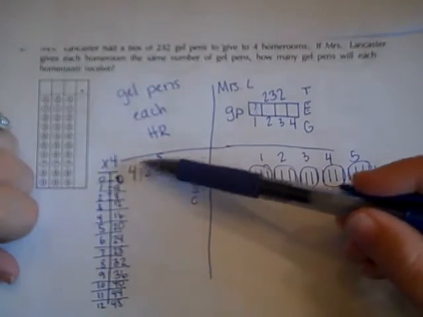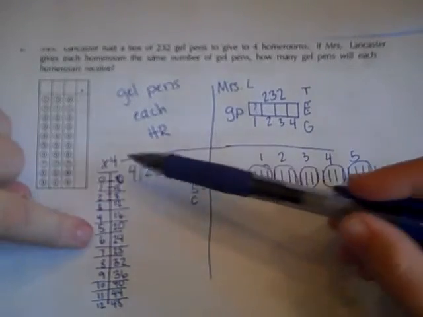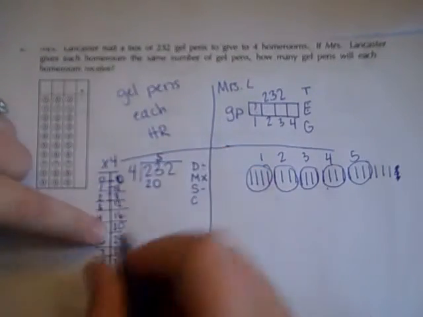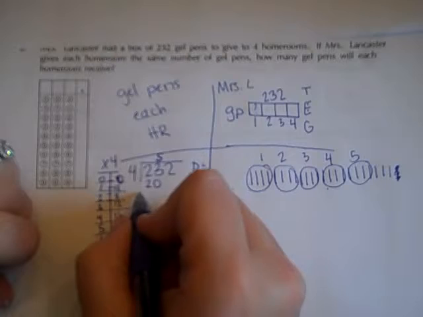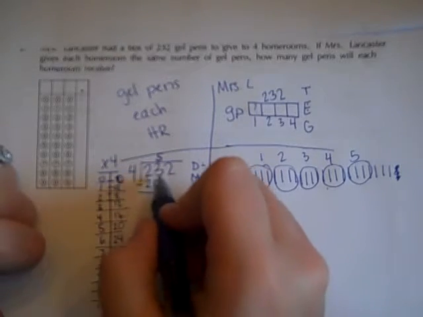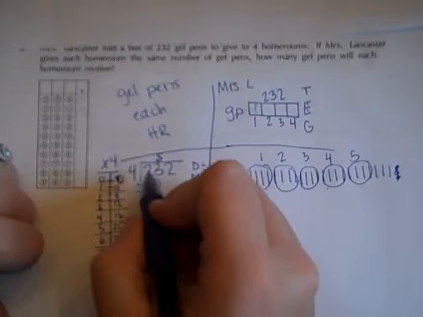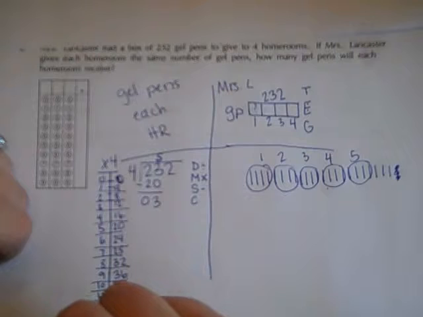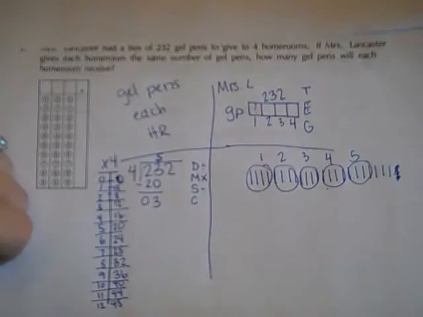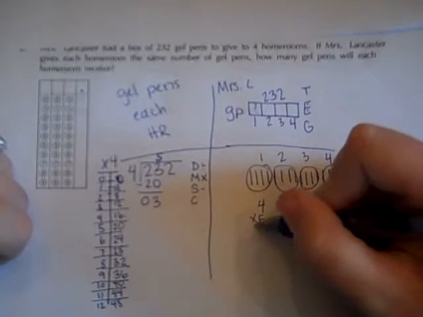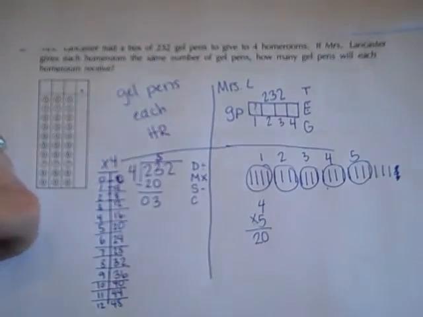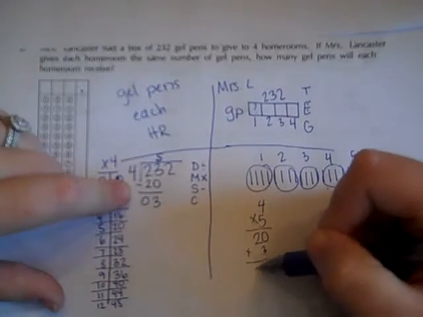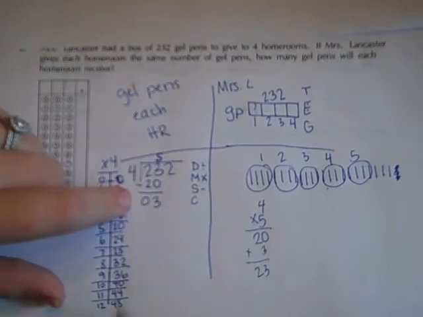So I multiply 4 times 5. Well, 4 times 5 equals 20. So I'm going to write 20 right here. My next step is to subtract. Okay, so 3 take away 0 is 3. 2 take away 0 is 0. Now, to check, I can do 4 times 5, which equals 20. And then do the opposite of addition, which is add, which would equal 23. So I'm right on target.